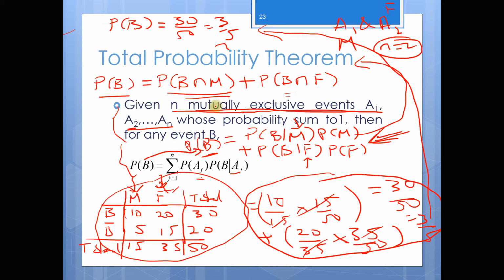So we are dealing with n mutually exclusive events whose probabilities sum to 1. Indeed, the probability of a male plus the probability of a female is equal to 1. Why? Because male and female are an exhaustive list of outcomes, all right, an exhaustive list of outcomes.